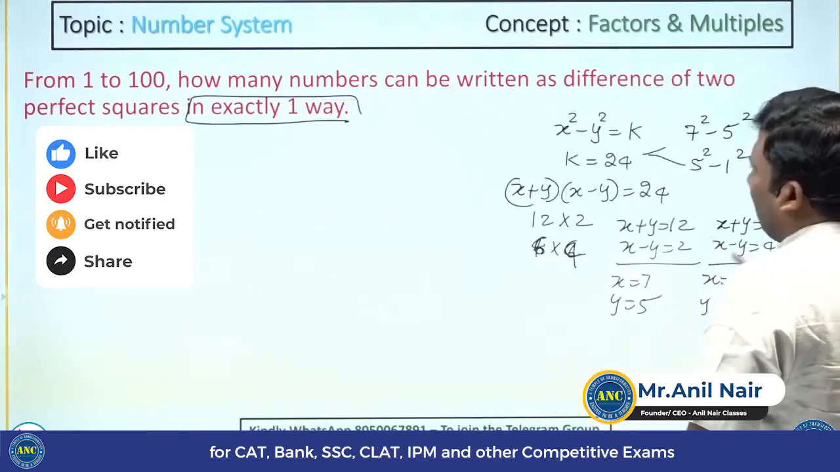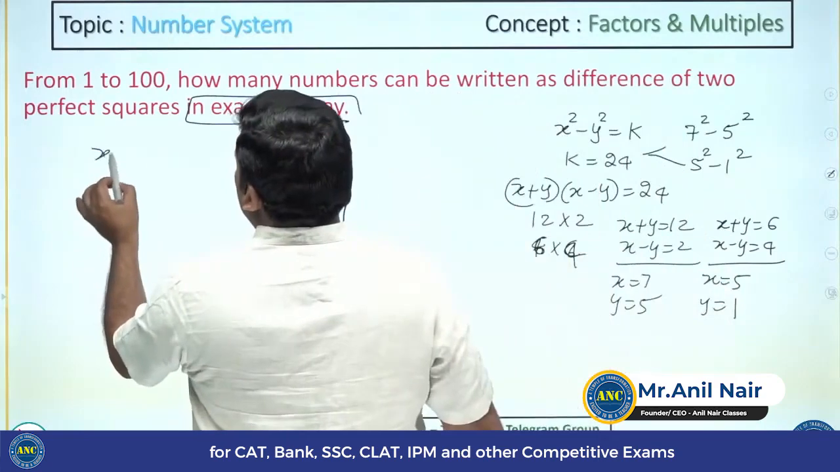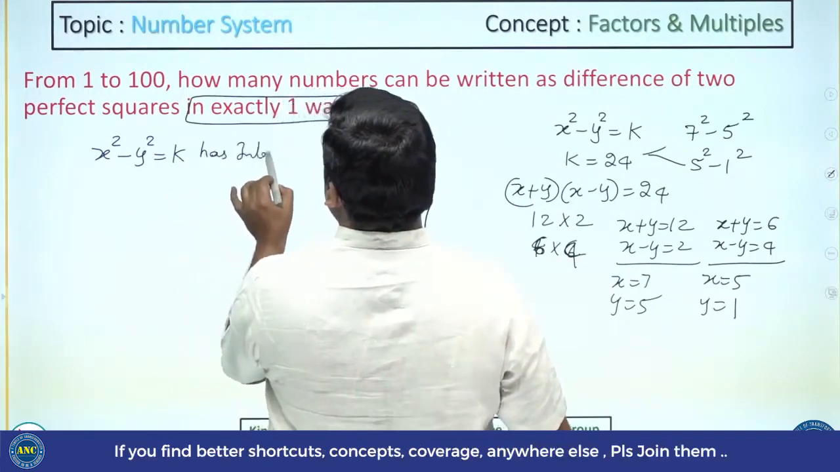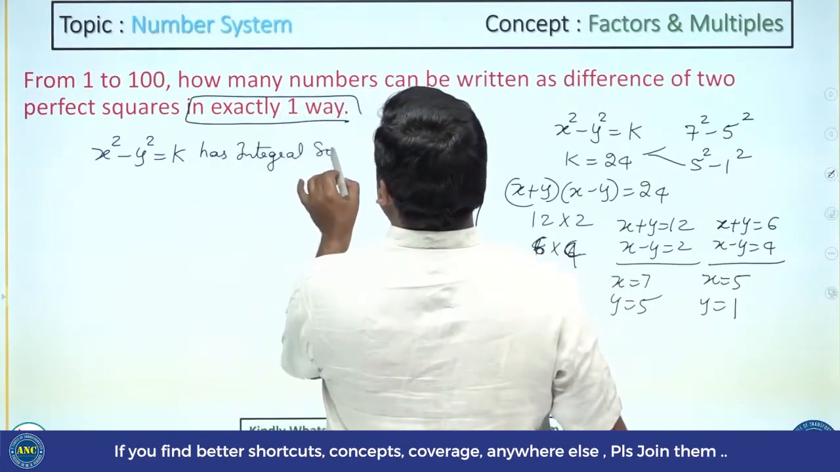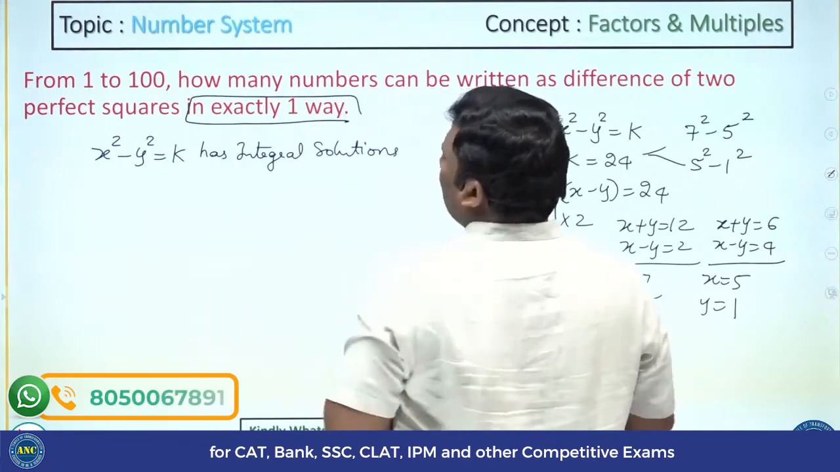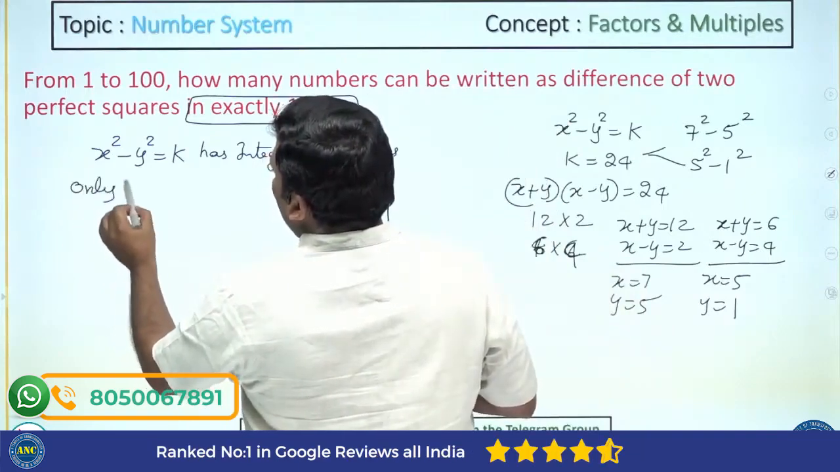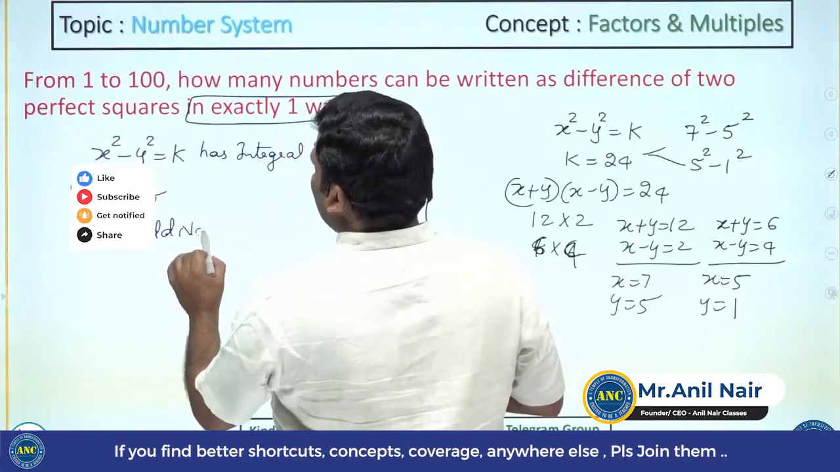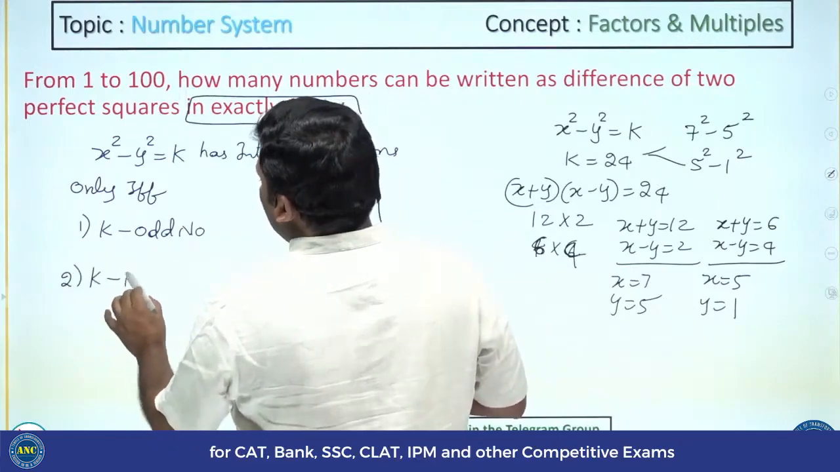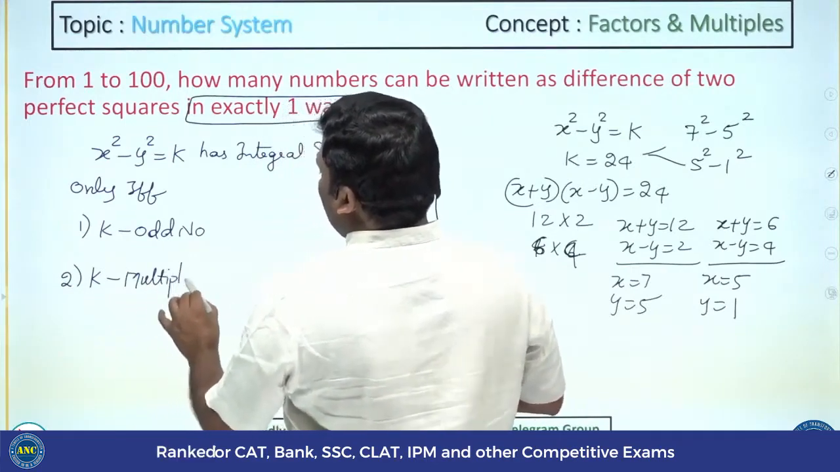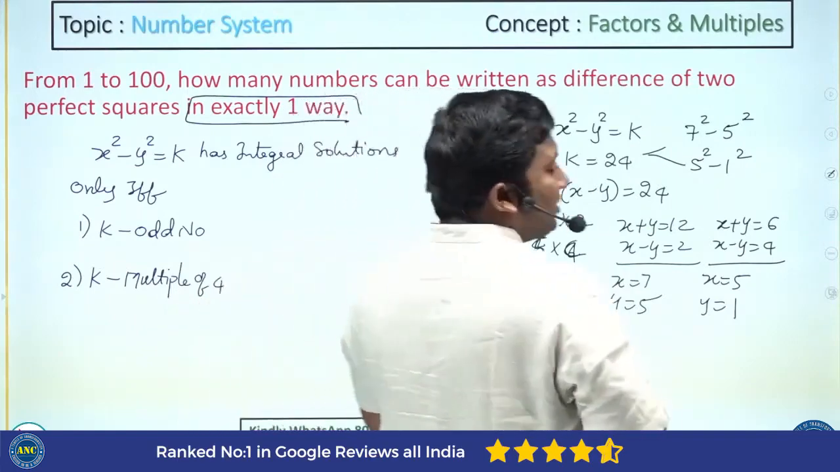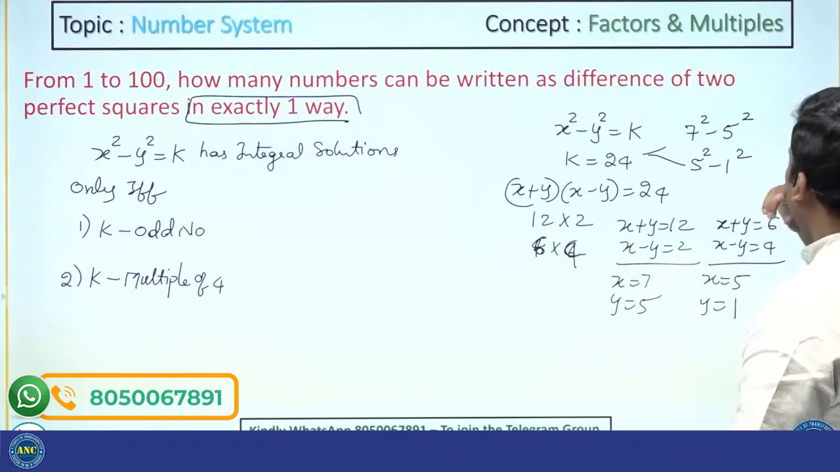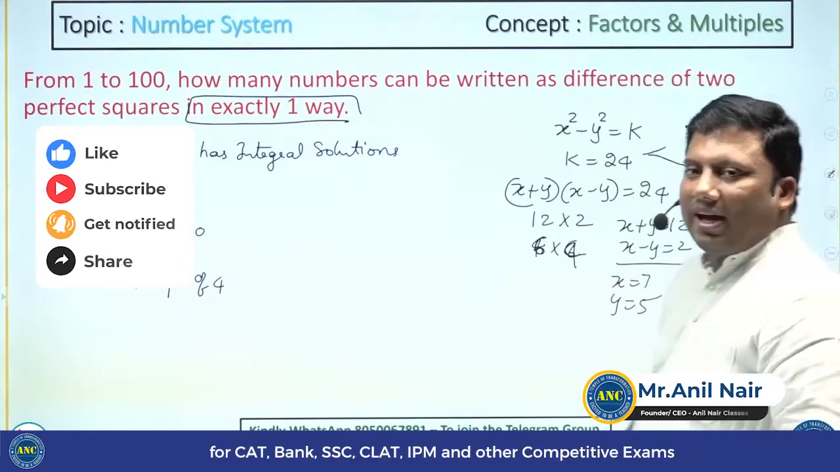Now, just logical understanding, you will get the answer. x square minus y square equivalent to k has integral solutions only if, what is the first case? k is an odd number, and k is a multiple of 4. Listen carefully, sir.